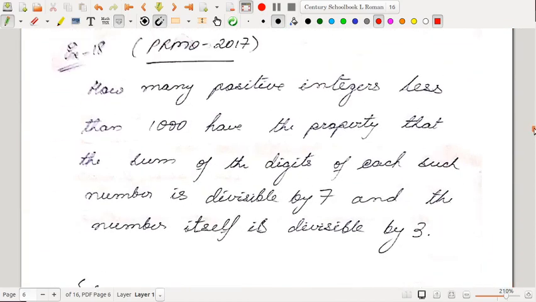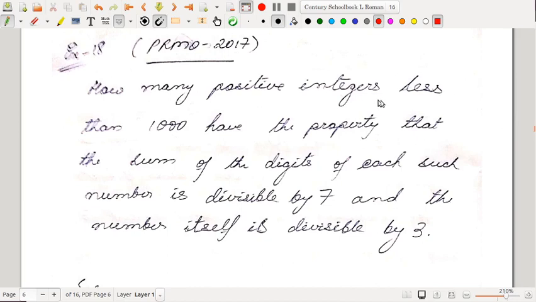Let us try this problem, PRMO 2017. It came in PRMO 2017, and one of our students, Sanjeevan, had actually solved this a few days back, and he sent me a message asking whether it was correct or not, and yes, he got the correct answer. So let me explain it nicely here.